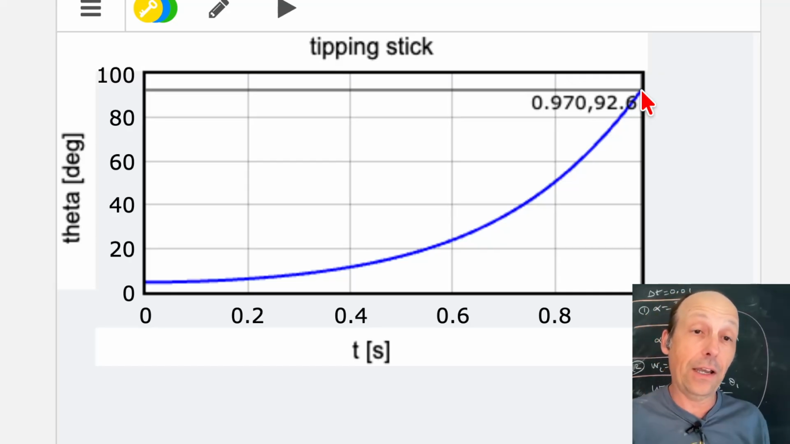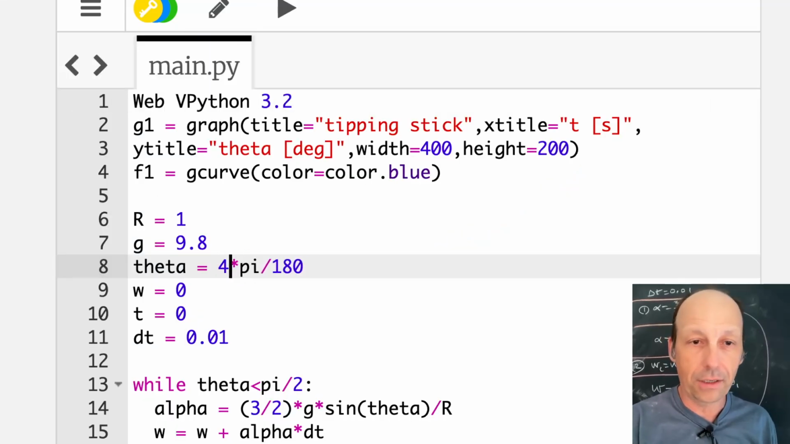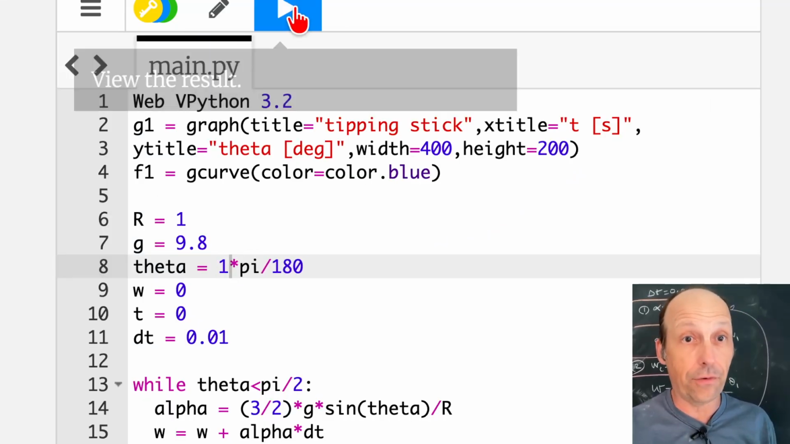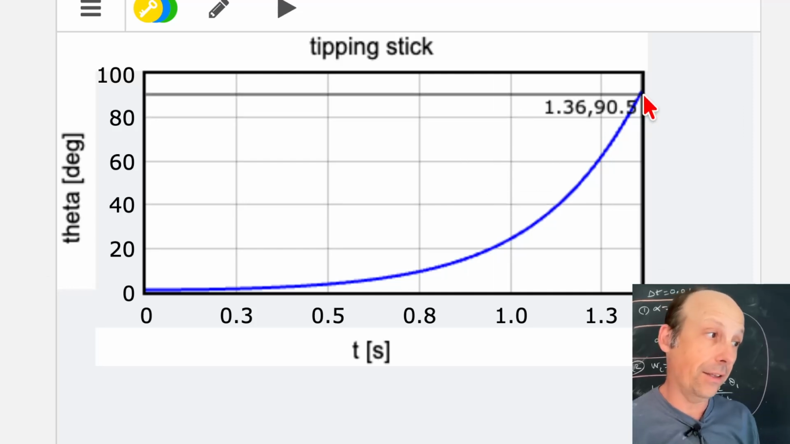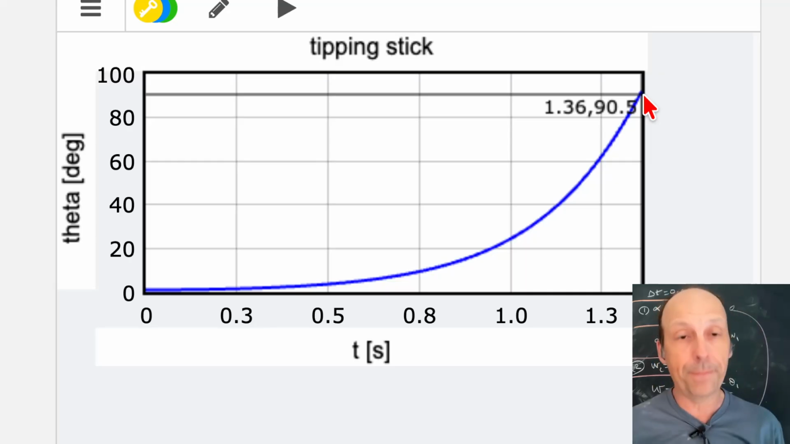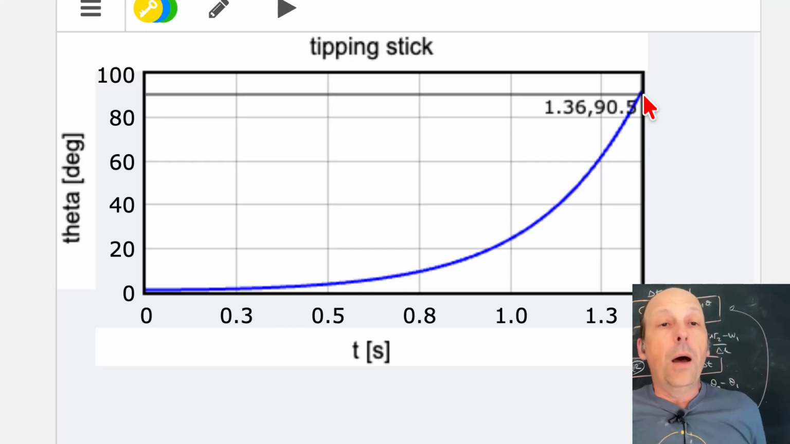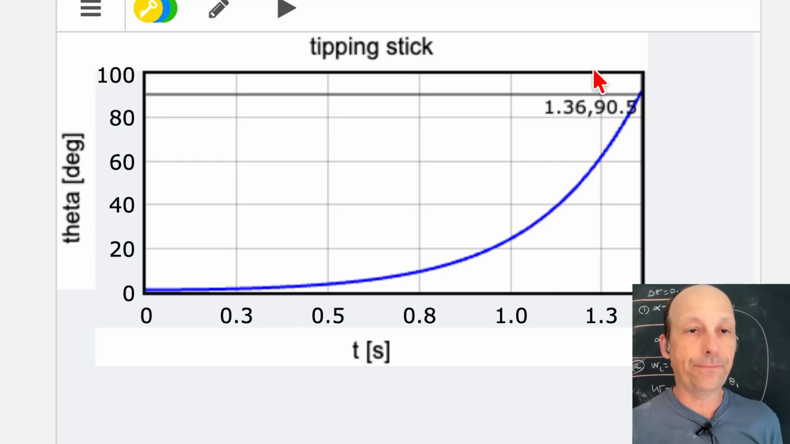And in fact, if I decrease the angle to, let's say, 1 degree, it takes a lot longer to fall over. 1.3. So it's very sensitive to that initial start. Because if it was at 0, it would take infinite time to fall over. And that's a good problem to explore on its own. But we want to model this. We want to see what it looks like. So let's just go ahead and make a floor and a stick and then do it all from there.